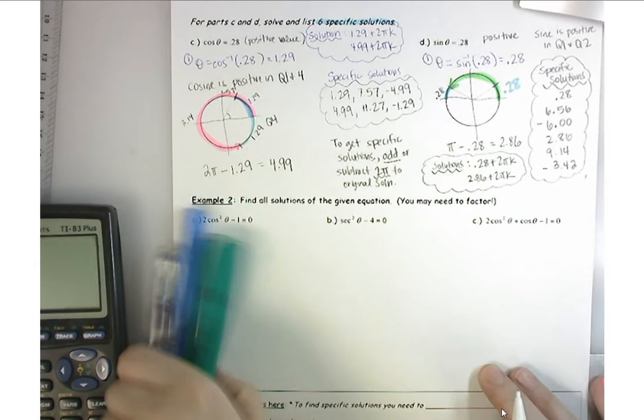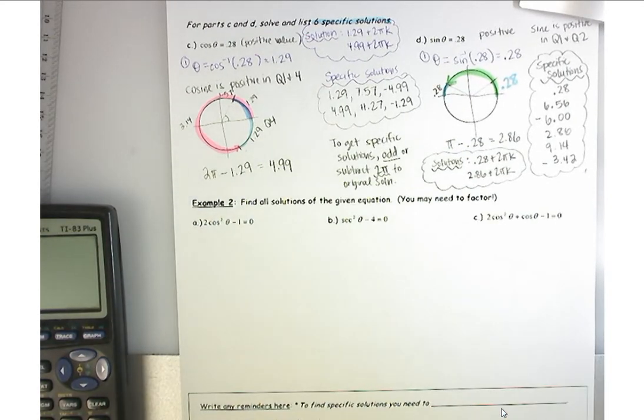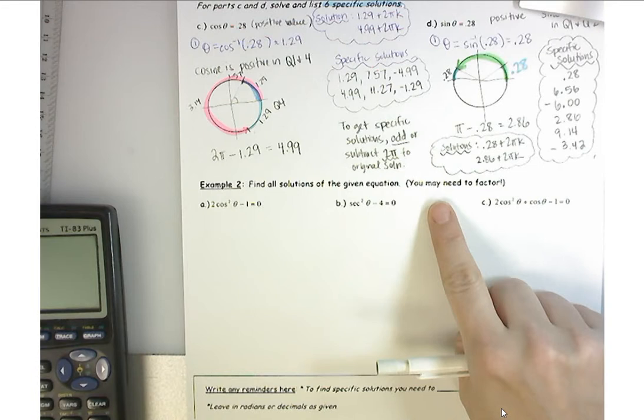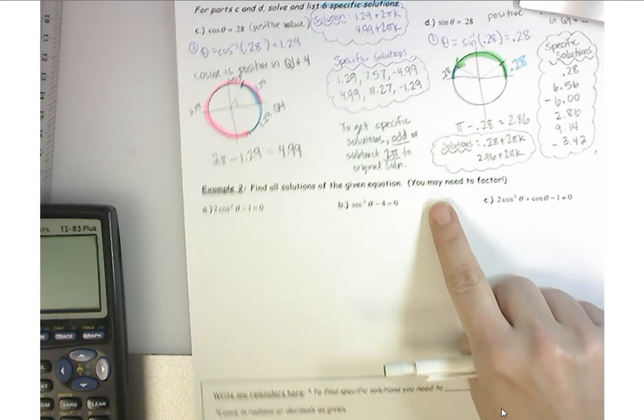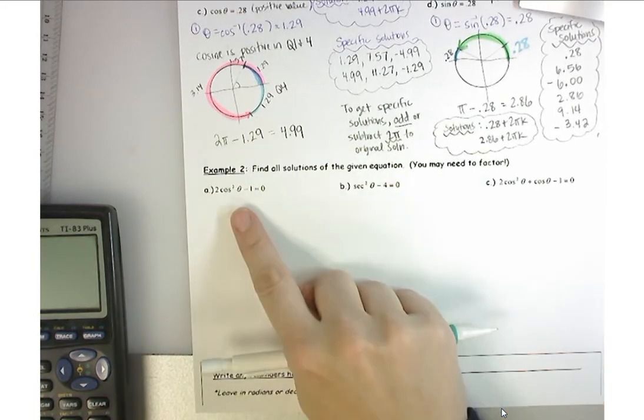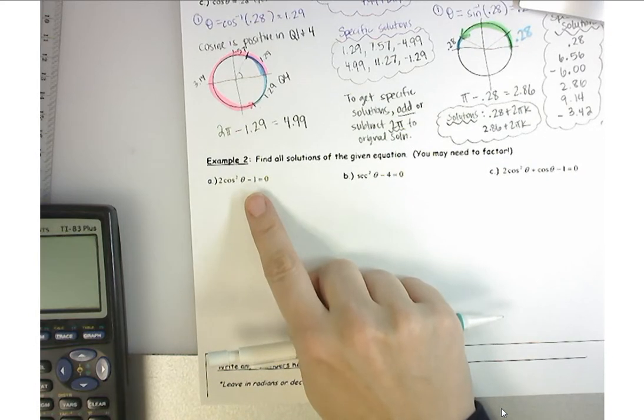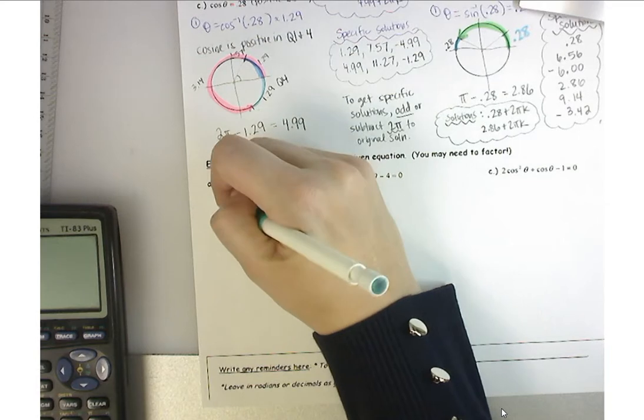Okay, now moving down to example 2, you're finding all solutions of the given equation, and I told you here that you may have to factor. You definitely will need to factor. For ones like A, we can just go ahead and solve. So we're trying to get theta by itself. The first thing I would do is add over 1.